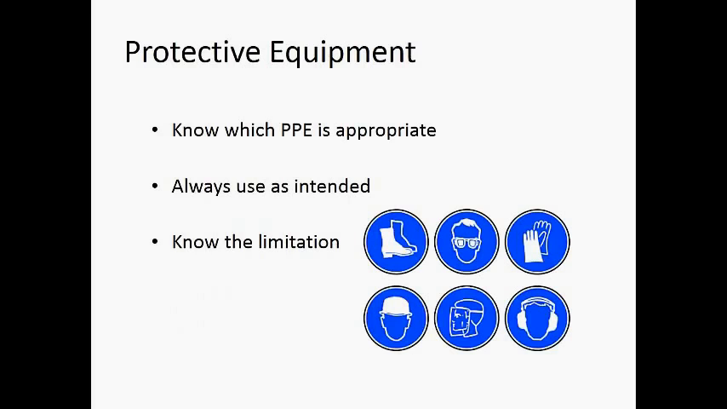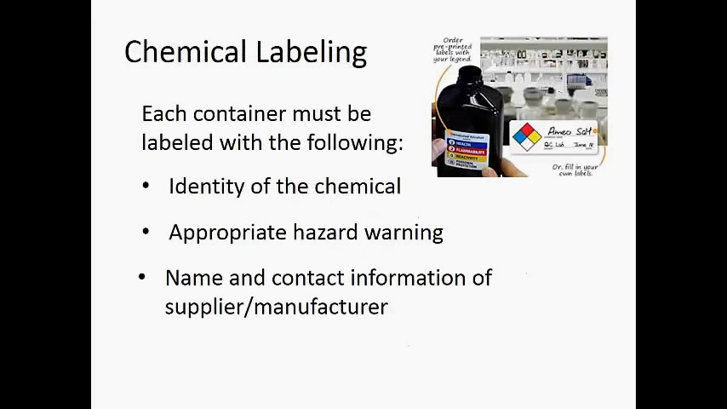Protective equipment. Know which PPE is appropriate, always use it as intended, and know the limitations. Chemical labeling. Each container must be labeled with the following: identity of the chemical, appropriate hazard warning, name and contact information of supplier and/or manufacturer.